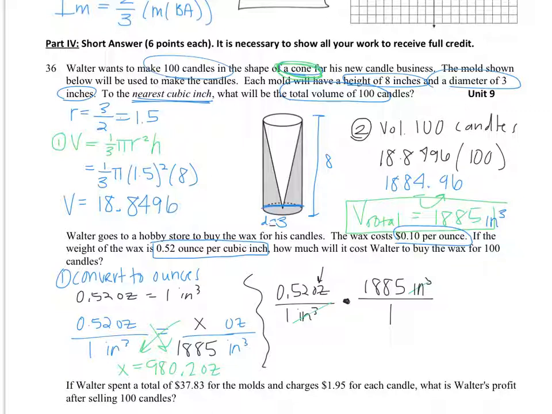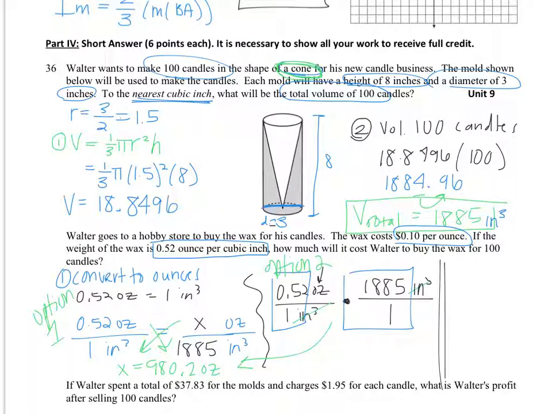So now that I've canceled my units, I have 0.52 times 1885. And both of them are over 1, so if you type the fractions in your calculator, it makes it nice and easy. Or because they're both over 1, you don't need to worry about it. And so here you end up still getting 980.2. So again, this was option 1 with the conversion as a proportion, or option 2 with the conversion using dimensional analysis.